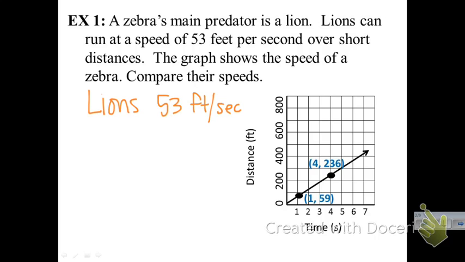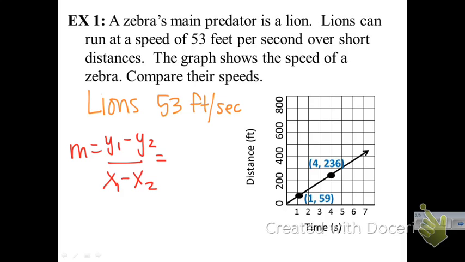So now we're going to look at our table to find out what a zebra can do. So here we have a graph, and these pieces are very important. If you remember, we learned that rate is also slope, and we can use those points to find slope. So if you remember our slope formula, y1 minus y2 over x1 minus x2, and this is not the only way to solve this, but we'll do it this way.